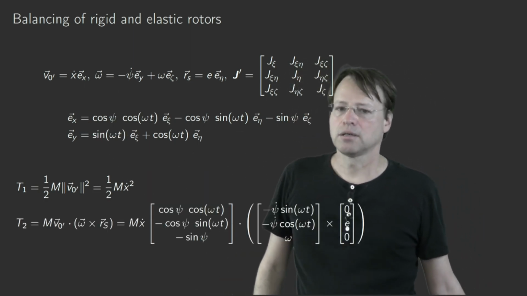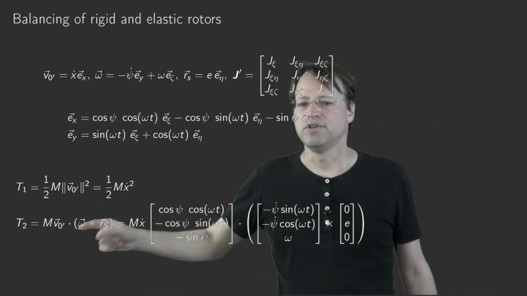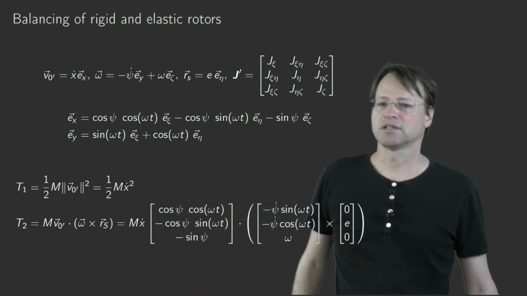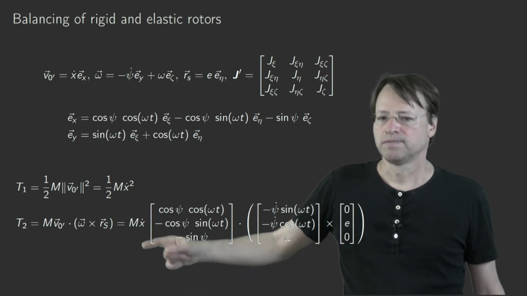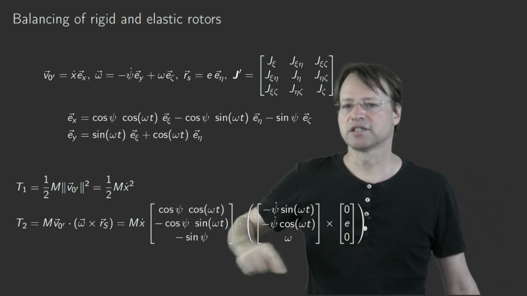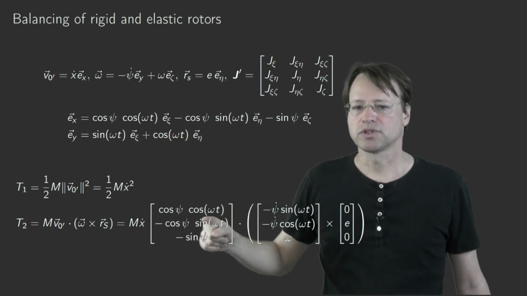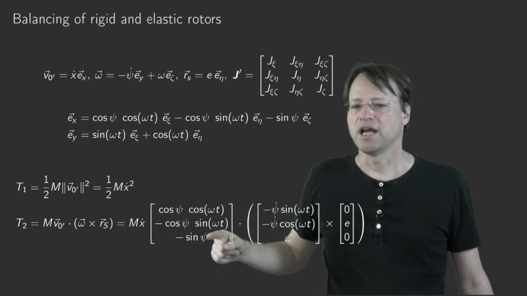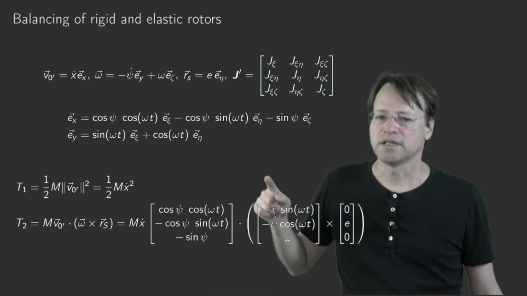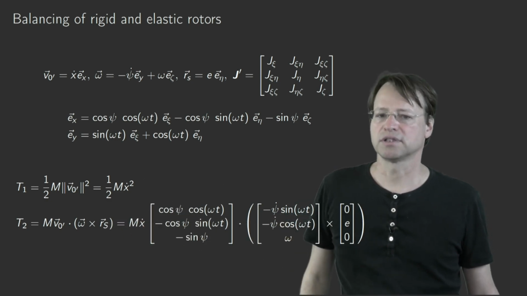For the next candidate, things are more involved. For T sub 2, we have the product of VO prime times omega, which is then taken in the vector product with R sub s. Now we express VO prime in body fixed coordinates. So we replace the E x by cosine psi cosine omega t in the first member, by minus cosine psi sine omega t in the second member, and by minus sine psi in the third entry here. We take the dot product with the expression omega vector product with Rs.